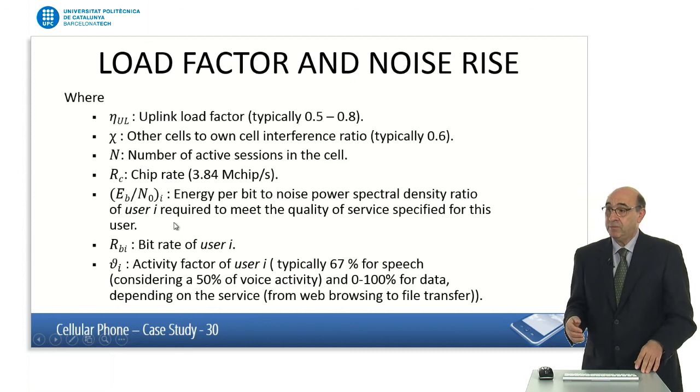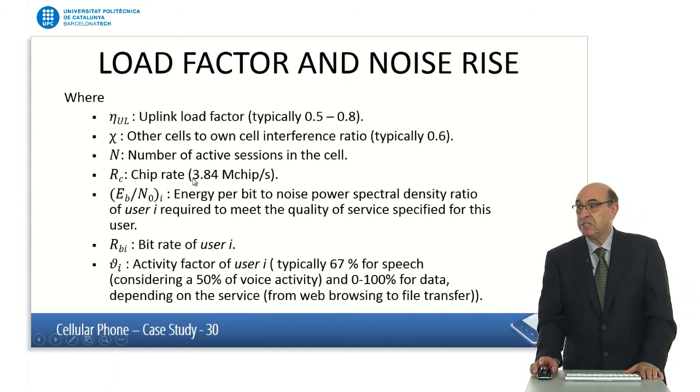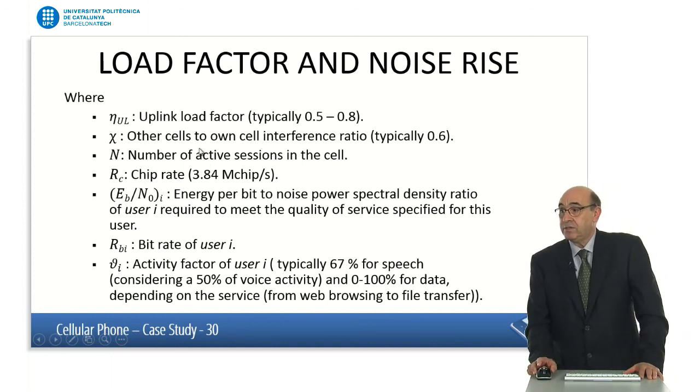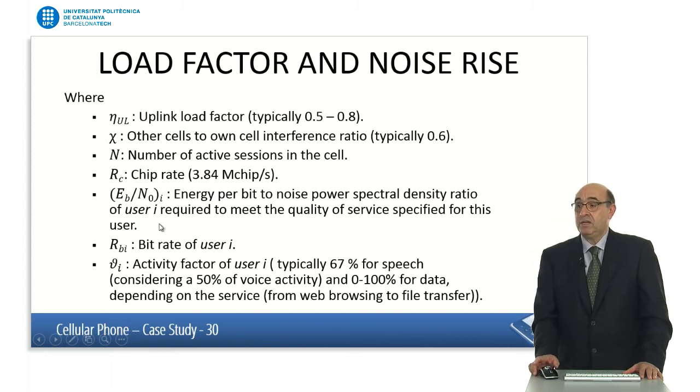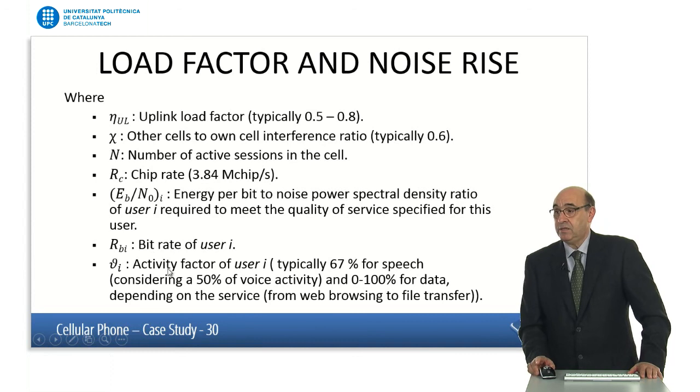And here you have some typical values. The typical load factor for the uplink is somewhere around 0.5 to 0.8. The interference from other cells to yours is typically around 0.6. N is the chip rate. And this interference depends also on the energy of the other users and another important parameter, the bit rate, and the activity factor of a user. And this is something that you should take into account.